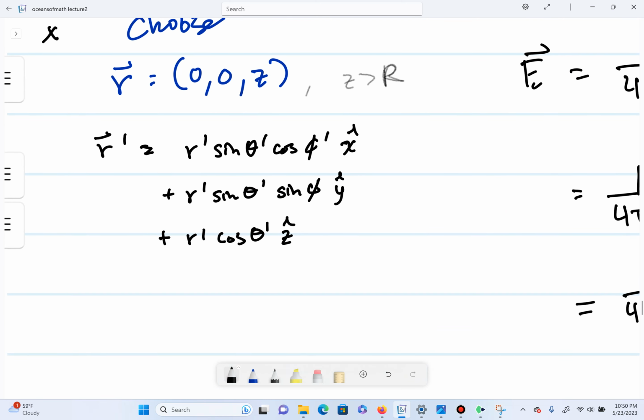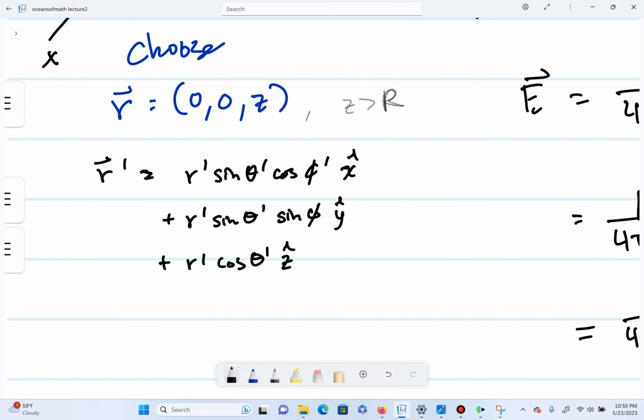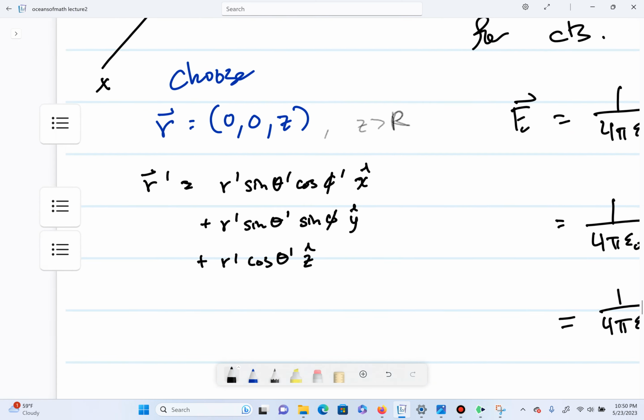Okay, and this should be familiar if you've seen polar coordinates being used before. Let me know in the comments if you want me to do a video explaining in more detail how to derive these polar coordinate transformations.